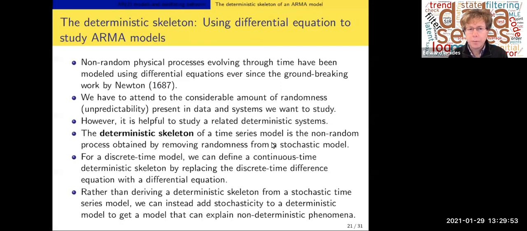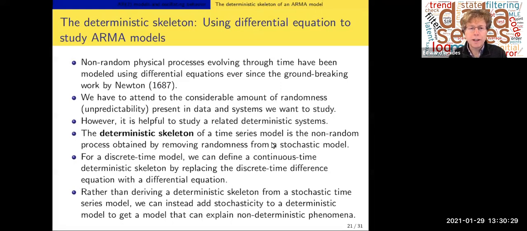This is chapter 4, part 3 from slide 21. We're going to use differential equations to study ARMA models, and this is going to be an exercise in using the algebra of the backshift operator and thinking about its relationship to differential equations. It's also going to introduce some ideas about the relationship between deterministic models and mechanistic models and time series models.